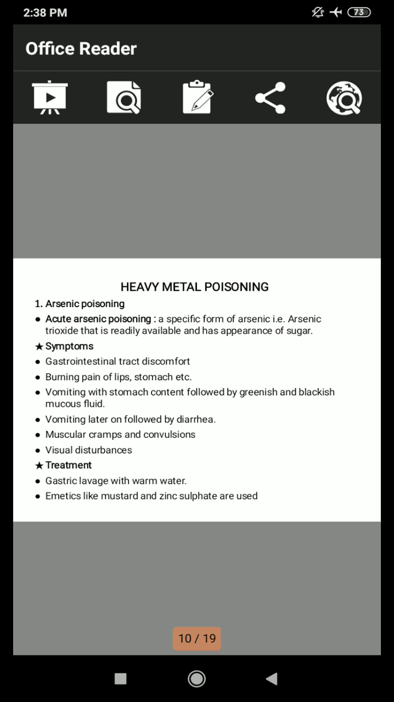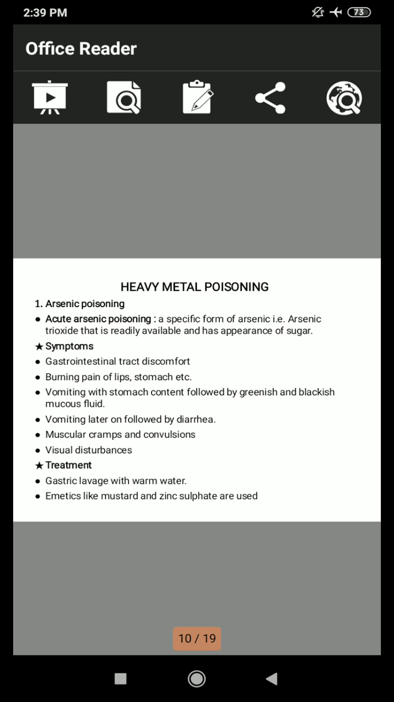There are a few metals that cause poisonous effects in our body, such as arsenic, lead, mercury, antimony, etc. The gravity of effect may be acute or chronic poisoning. The symptoms and treatment are as under. First is arsenic poisoning, second lead poisoning, then mercury poisoning. Okay, now see, the first is arsenic poisoning.